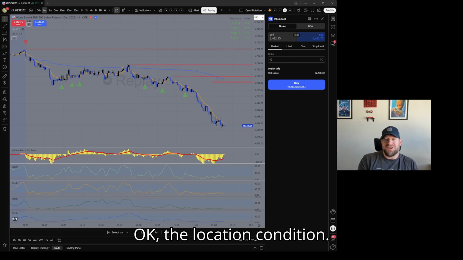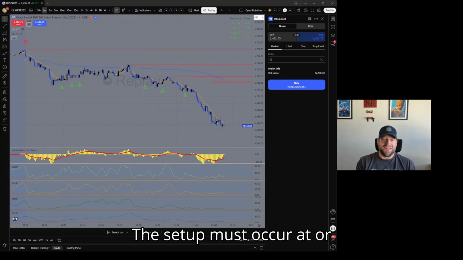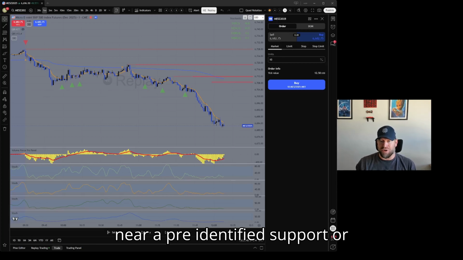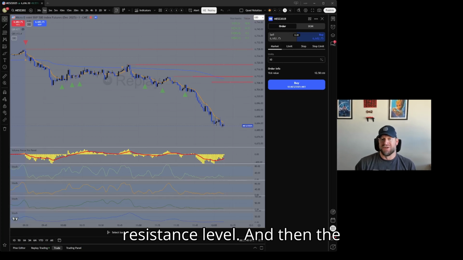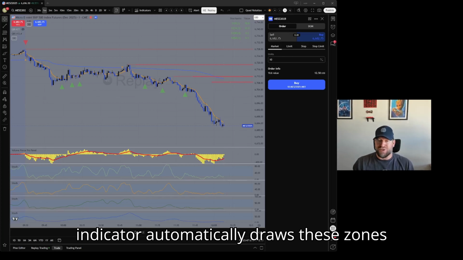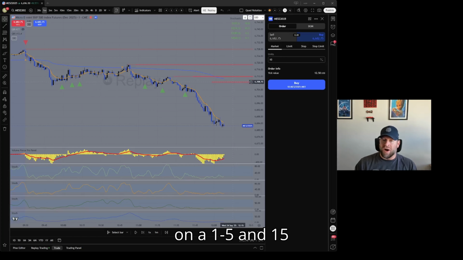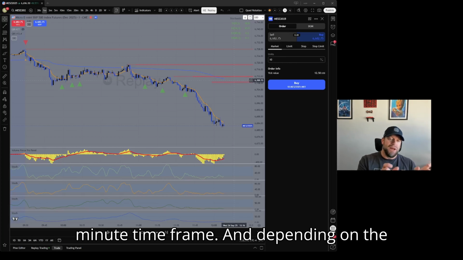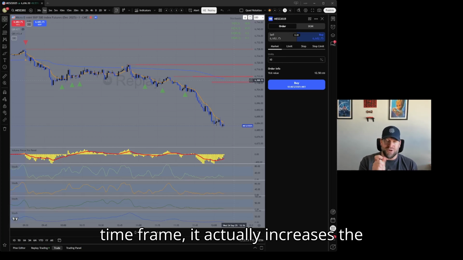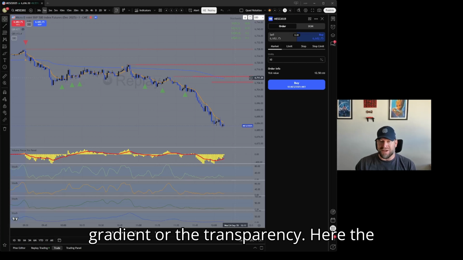A downward move is running out of steam, okay? The location condition, the setup must occur at or near a pre-identified support or resistance level. And then the indicator automatically draws these zones on a 1, 5, and 15-minute time frame, and depending on the time frame, it actually increases the gradient or the transparency here.